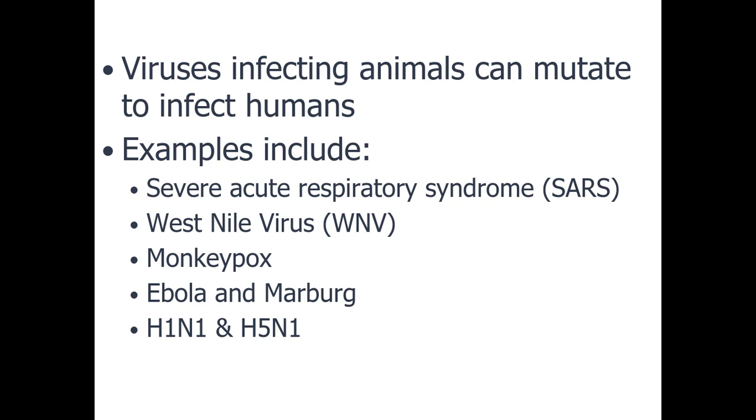But other examples would be like West Nile virus. West Nile virus is something that's found in mosquitoes. And so West Nile, again, can cause someone to have severe complications if they have a compromised immune system. Monkeypox would be another one of these. Ebola, Marburg, H1N1. I'm not sure if you even remember that, but that was swine flu. So all of these different viruses had originated in animals, and then they basically mutated to then be able to infect humans.